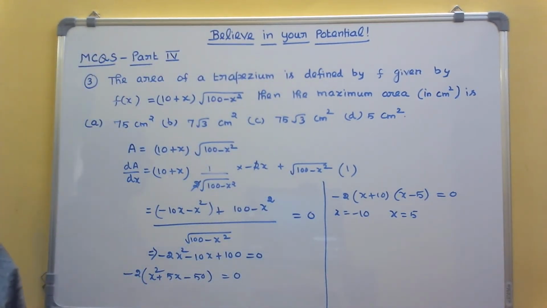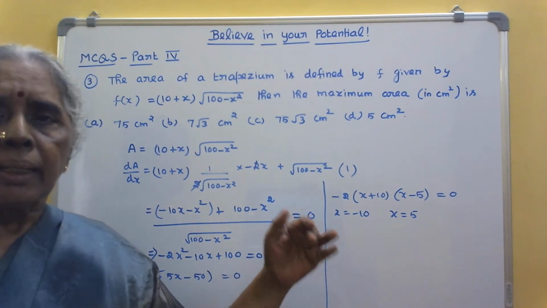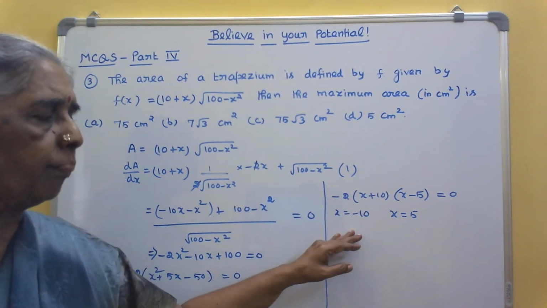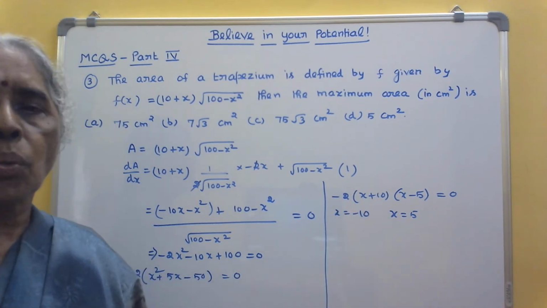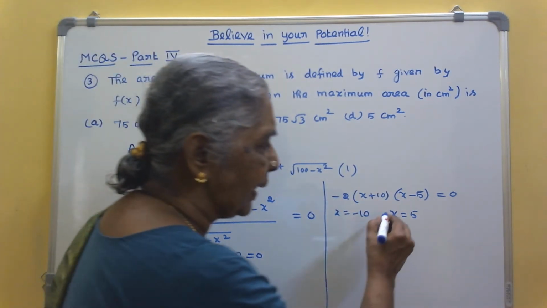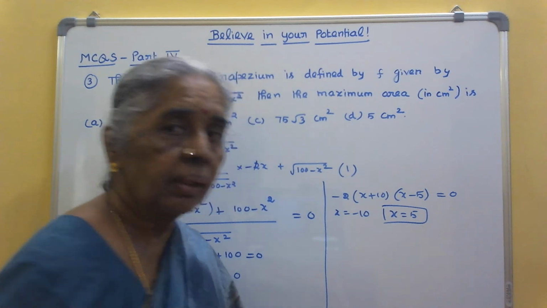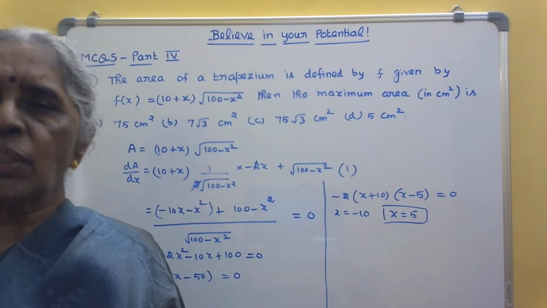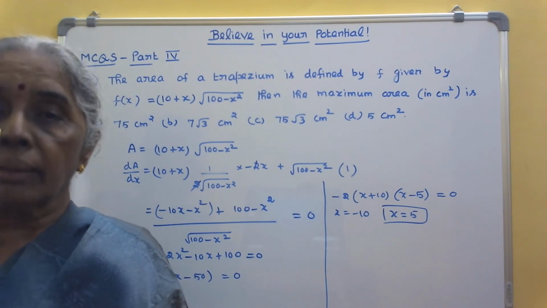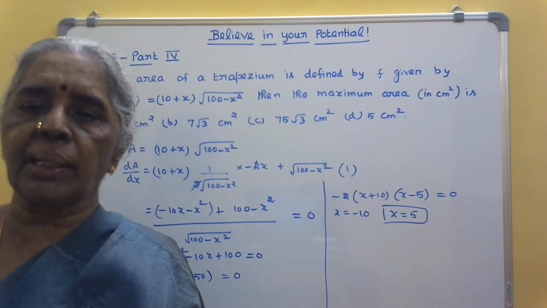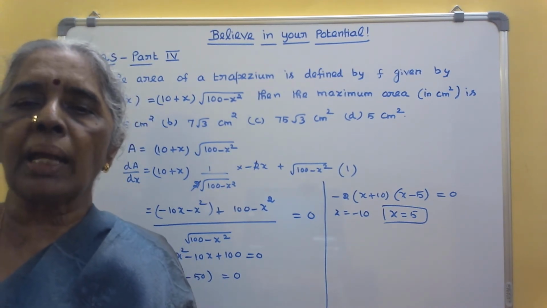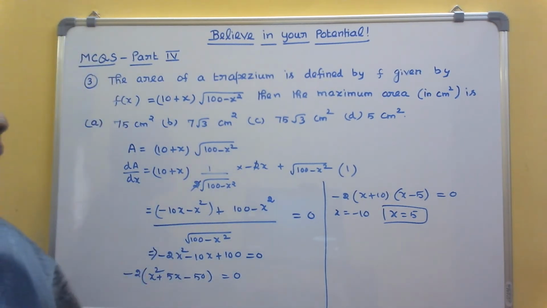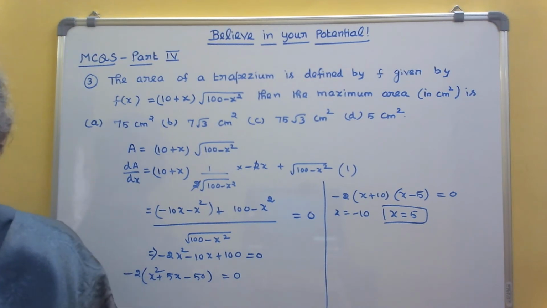Here that x is some dimension of the trapezium, right? So it cannot be negative. So I can omit this value. So the only possible value for me is x is equal to 5. In case you get two positive values, which will you take as the maximum one? There, you have to go to the second derivative and see which value makes the second derivative less than 0. Here anyway, we can omit it and take x is equal to 5.